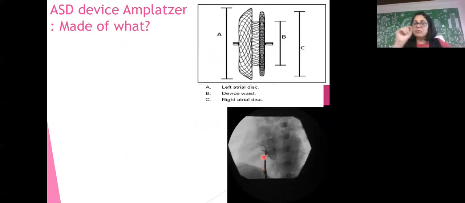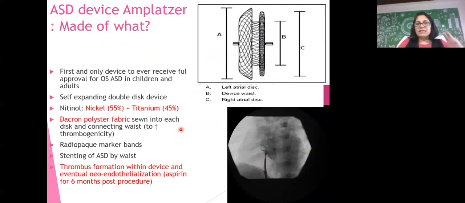So anyone, what material is the device made of? Because a lot of patients, everyone fears foreign body, you know. But this is made of something called nitinol, which is basically a nickel titanium alloy. Mostly, 99.999% the body tissue does not react against it. Now within this, there is Dacron polyester, and it takes about 6 months for the body tissue to come and cover over this device.